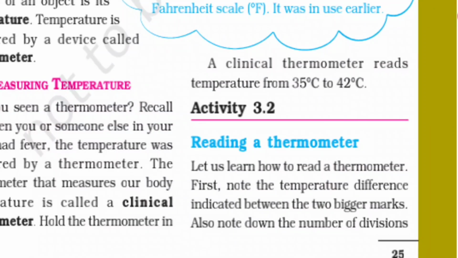Activity 3.2. Reading a thermometer. Let us learn how to read a thermometer. First, note the temperature difference indicated between the two bigger marks. Also note down the number of divisions.